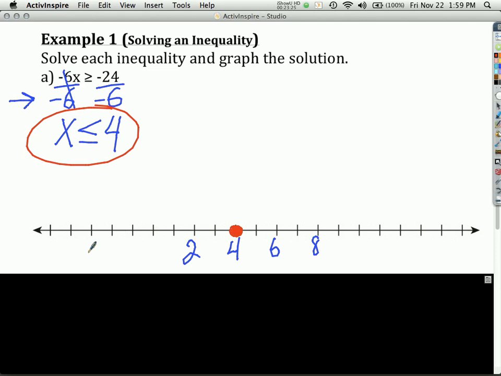Now we need to shade half the line. We need to shade either to the left or to the right. Which way do you think we need to shade? How about we do it this way? I want you to actually pick one of your arms, and if you think we're going to go this way, put your arm that way. If you think we're going to shade this way, put your arm that way. Let's see.